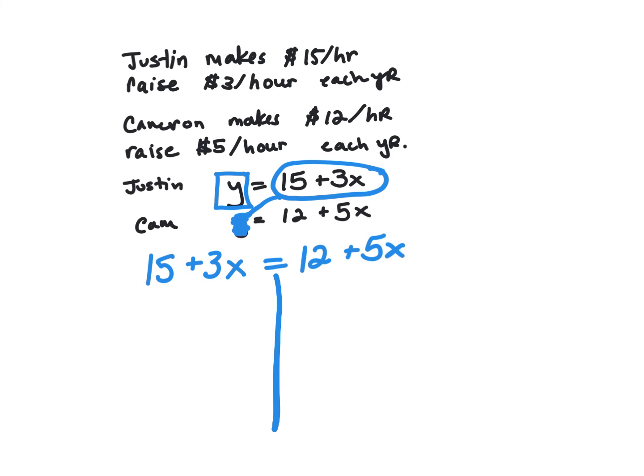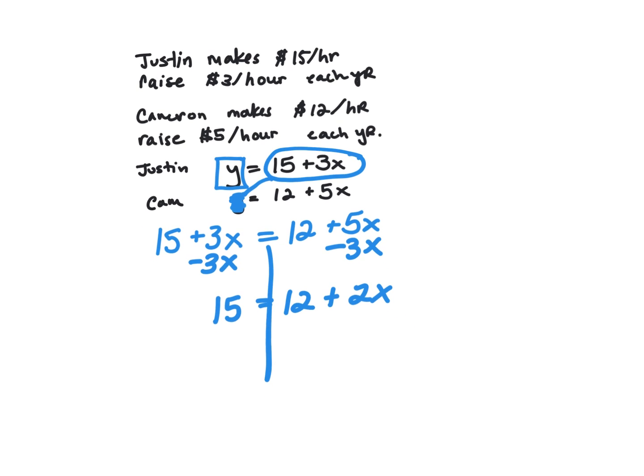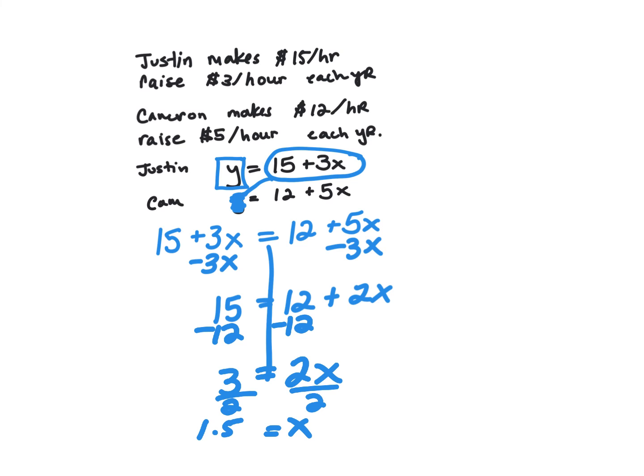Okay, so the first thing I need to do this time is get all the x's on the same side. So I'm going to take 3 x's off of both sides, and we'll have 15 equals 12 plus 2x. And now I'm trying to solve it for x, so I'll subtract 12, and I'll have 3 equals 2x, and divide by 2, and I get x equals 1.5. So in my pair, x would be 1.5.